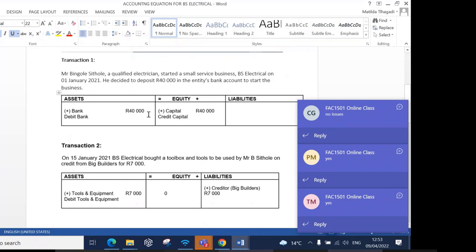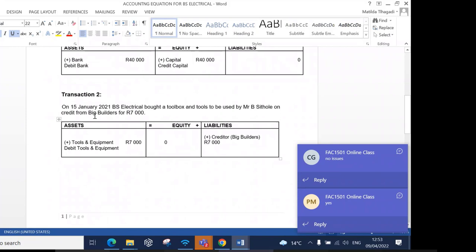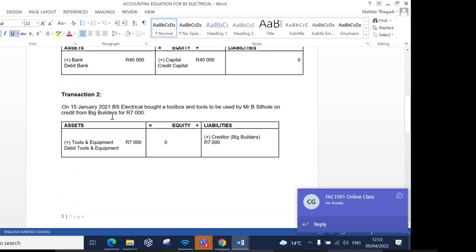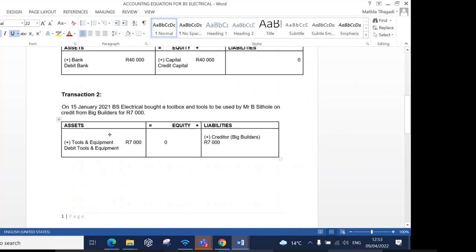Okay, let's do transaction number two. They bought a toolbox used by BC Tole on credit from Big Builders. So number one, toolbox. Remember, toolbox is an asset. An asset is increasing, and when your asset is increasing, you debit it. So it's plus tools and equipment 7,000 equals zero equity, plus creditor 7,000. I'm putting a plus because tools and equipment is an asset that is increasing. I'm putting a plus for creditor because creditor is a liability, and the liability is increasing. Plus 7,000.